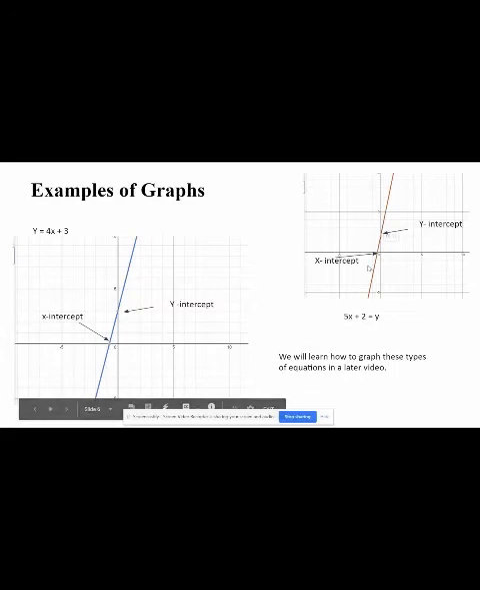Let's look at this equation now. This is equal to y is equal to 5x plus 2. This is the slope once more. It's very steep, as you can see. This is the y-intercept, and this is the x-intercept. We will learn how to graph these types of equations in a later video.